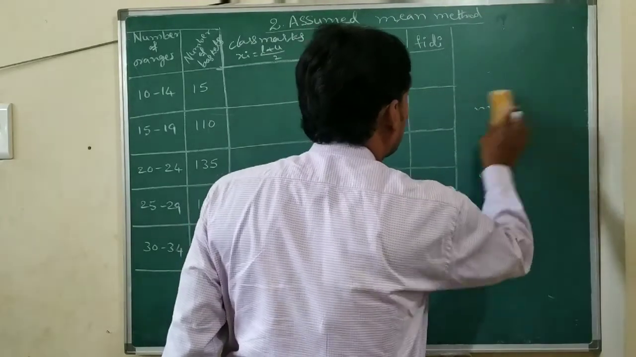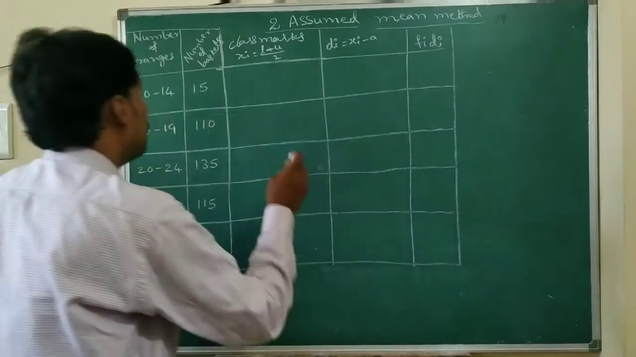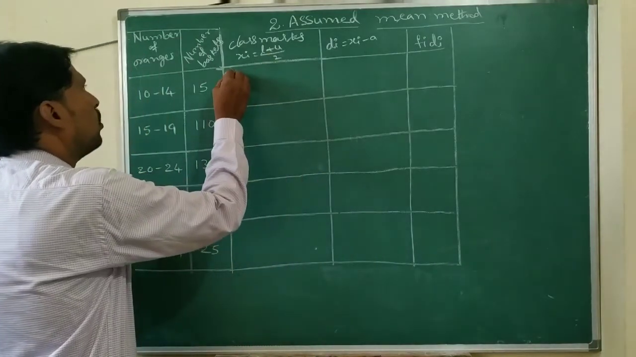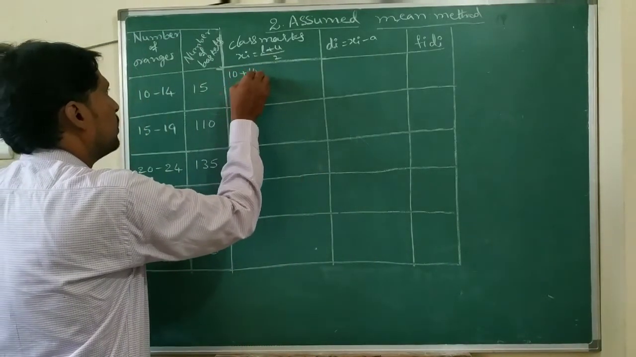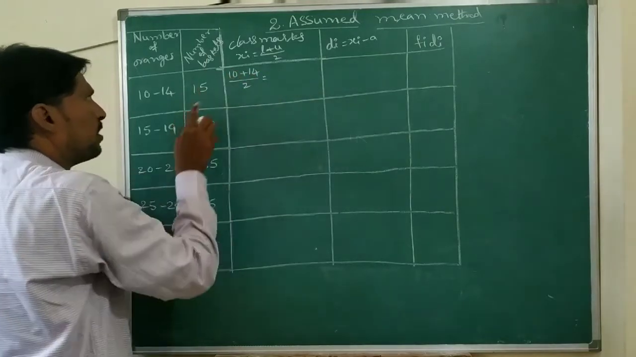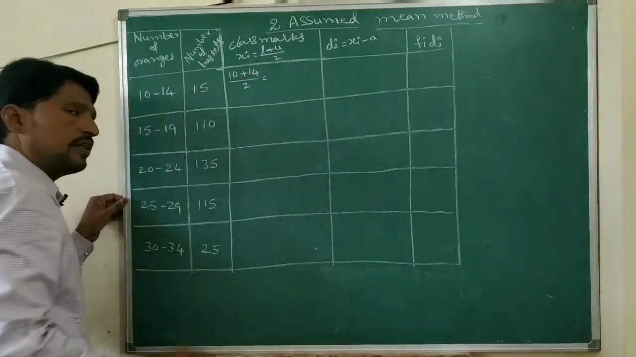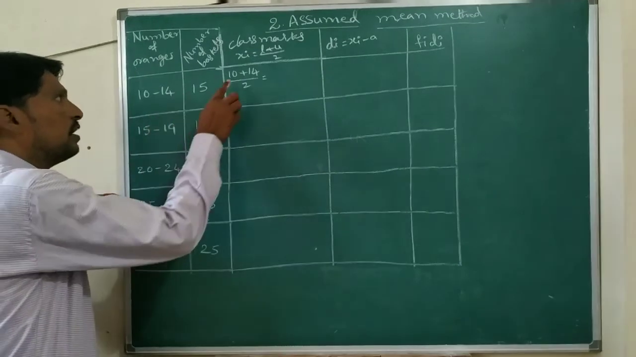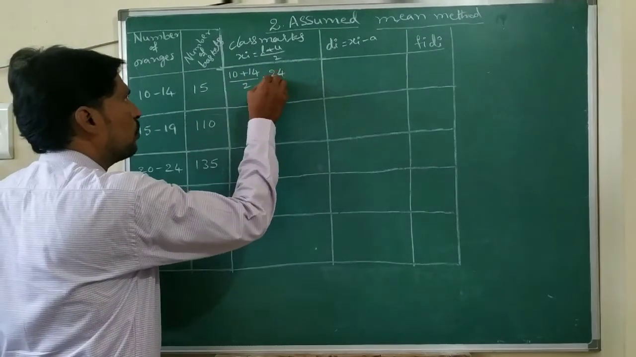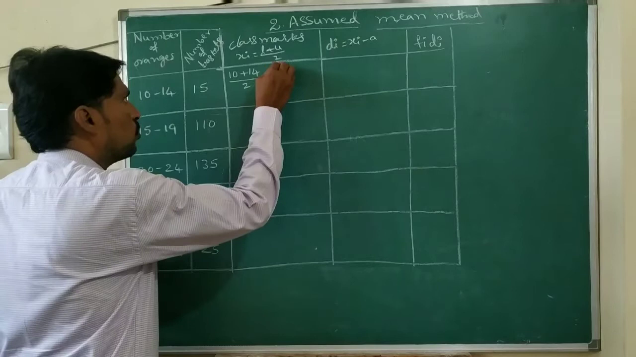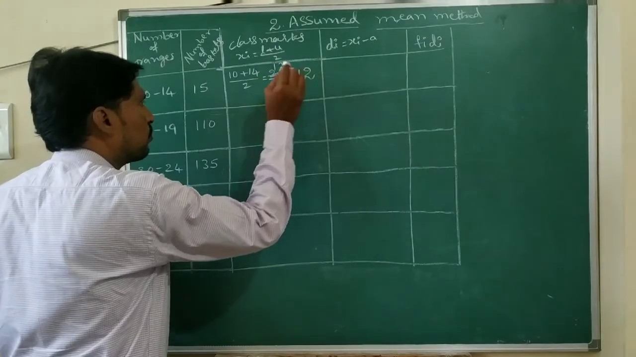Now we need to find class marks. So how do we get class marks? Lower limit plus upper limit by 2. So 10 plus 14 by 2. Here lower limit is 10, upper limit is 14. 10 plus 14 is 24 by 2. 2 ones are 2, 2 twelves are 24. Means we are getting 12.